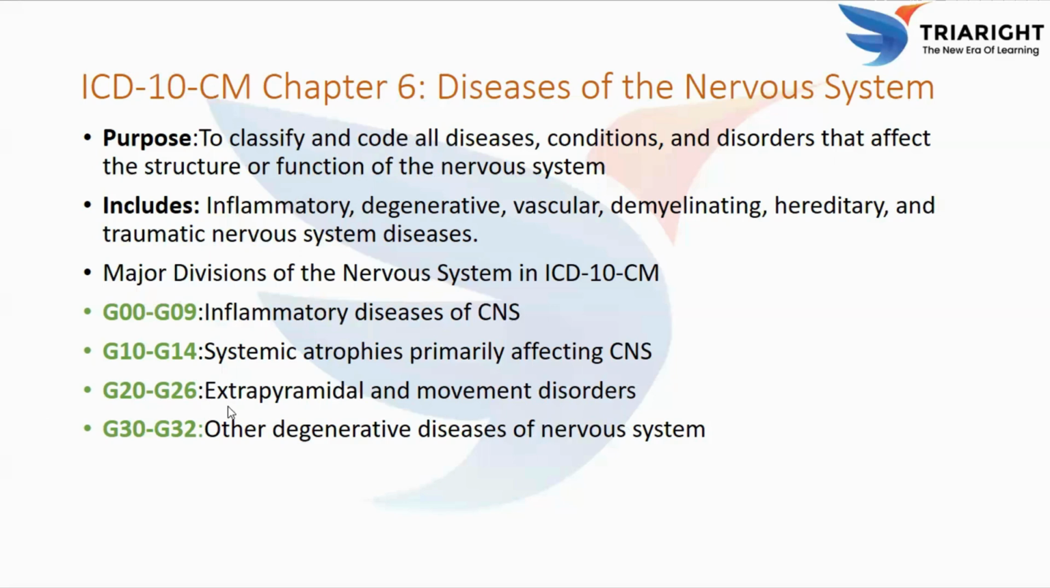Next, G20 to G26 are extrapyramidal and movement disorders. These affect movement, muscle control, and coordination, often due to damage in the basal ganglia. For example, for Parkinson's disease, we code G20. G30 to G32 are other degenerative diseases of the nervous system. These are disorders where the nervous system gradually worsens over time. For example, Alzheimer's disease, we assign the code G30. So in simple terms, it is a chapter for all the nervous system diseases. These codes are grouped logically based on the type of disease and which part of the nervous system is affected.